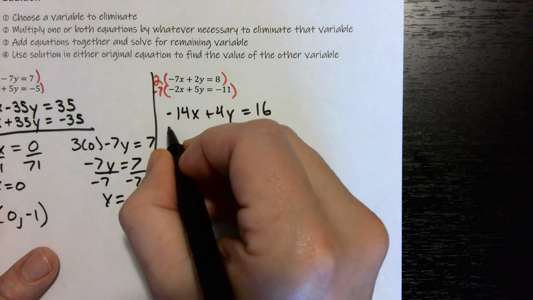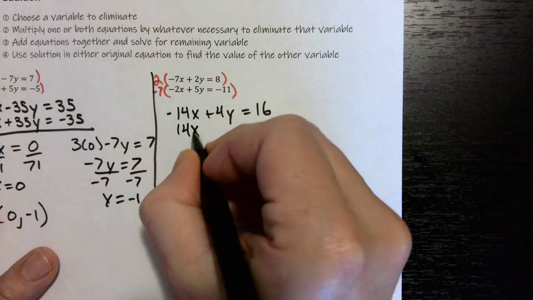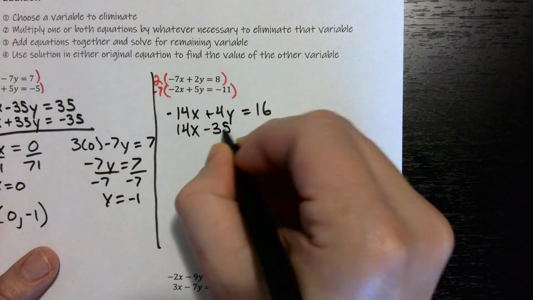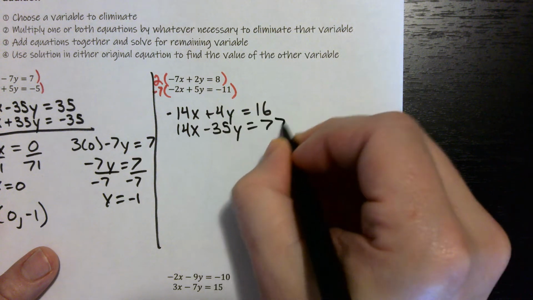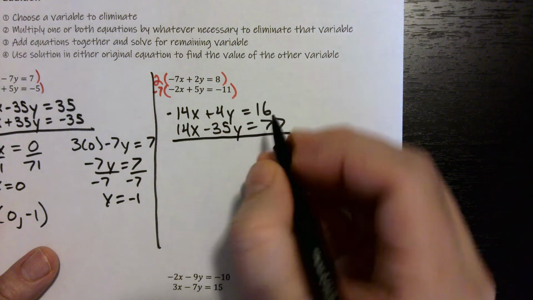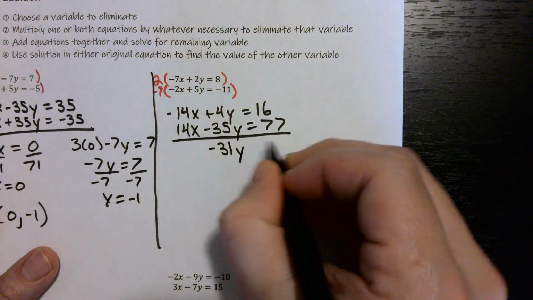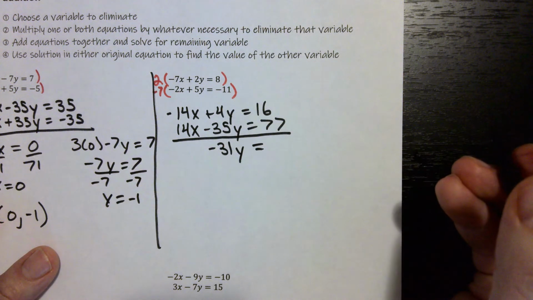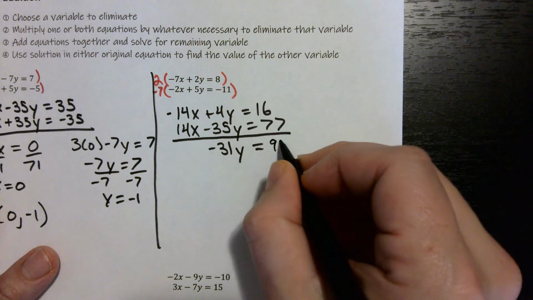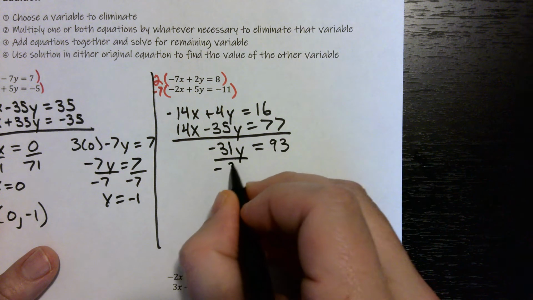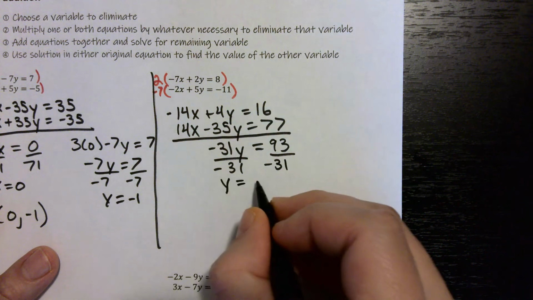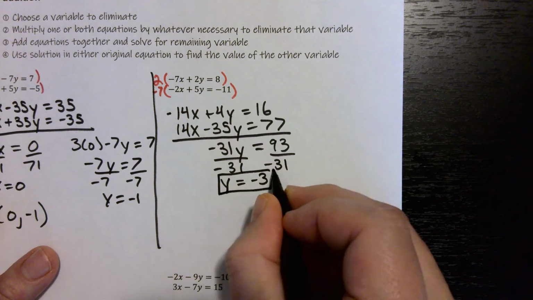And then we've got 14x, because a negative times a negative. Let's see, minus 35y equals 77. Negative 7 times negative 11. Okay, add those down, and you get negative 31y is equal to, let's see, 93. And we divide by negative 31, and that gives us y is equal to negative 3. Okay, so that's our y term.